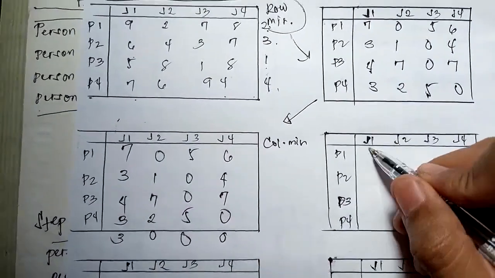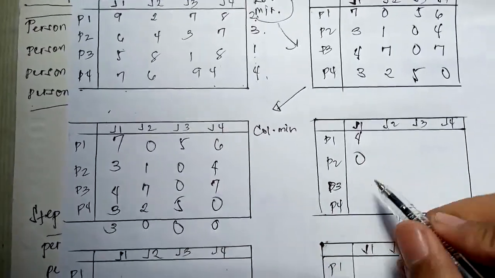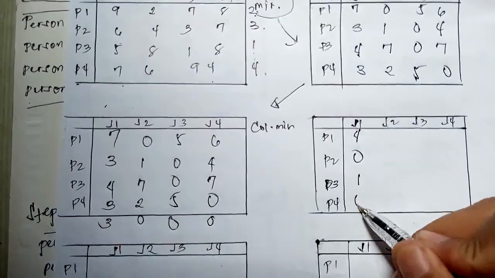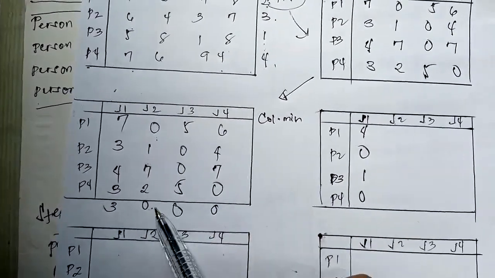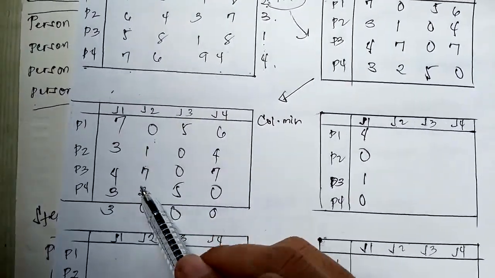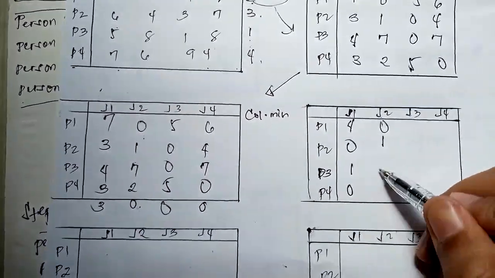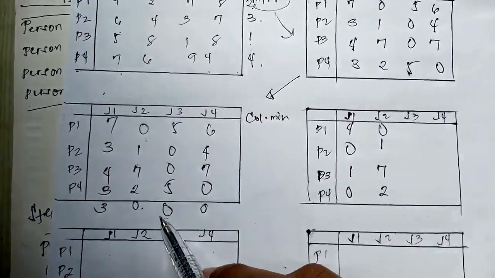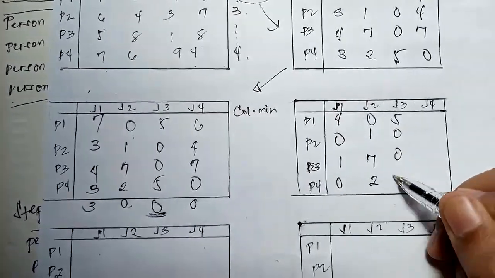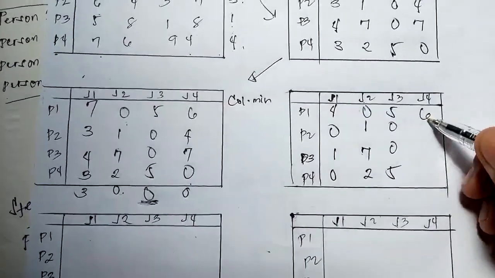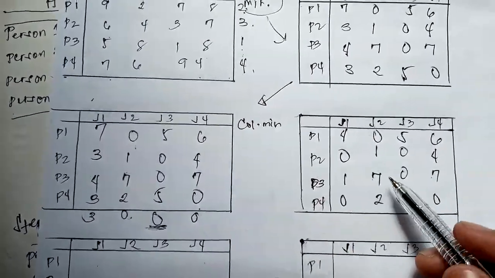7 minus 3 is equal to 4. 3 minus 3 is equal to 0. 4 minus 3 is equal to 1. 3 minus 3 is equal to 0. Next column, 0 minus 0. Any number subtracted by 0 will give the same result. Okay, so let us copy this: 0, 1, 7, 2. Next, because it will be subtracted by 0, let us copy this also: 5, 0, 0, 5, and copy this: 6, 4, 7, and 0. So we have now the column minimum result.